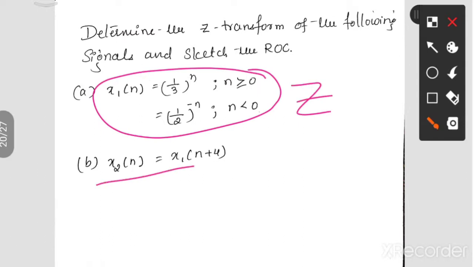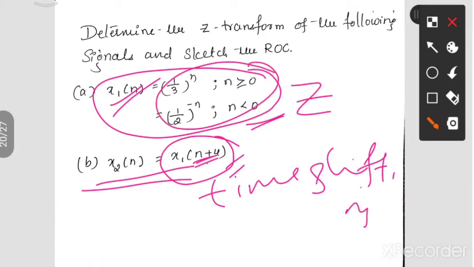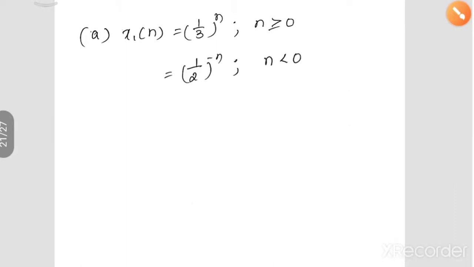Now the second problem they have given is x2 of n equal to x1 of n plus 4. Whatever transform you find, that signal has to be taken to n plus 4. It means time shifting, so we can use the time shifting property, because it is x1 of n plus 4. Let's deal with the first one now.